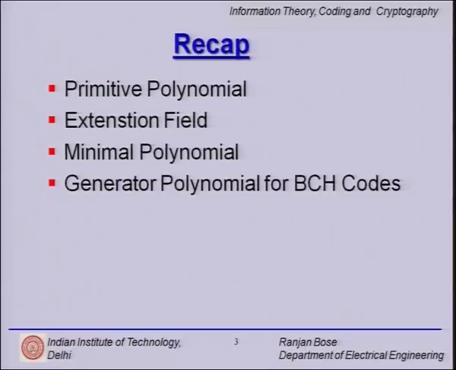Let's do a quick recap as to what we have done already. We have introduced the notion of the primitive polynomial and then creating an extension field. Then we went on to discuss what we mean by minimal polynomials, and then how we arrive at the generator polynomial for BCH codes.